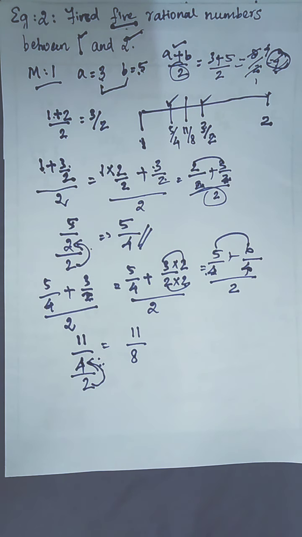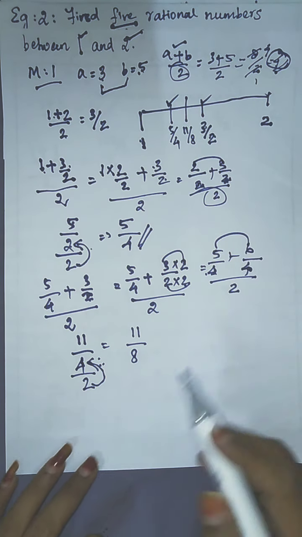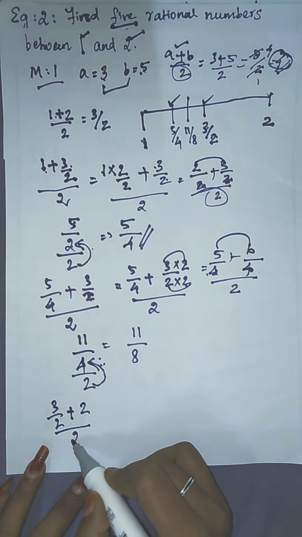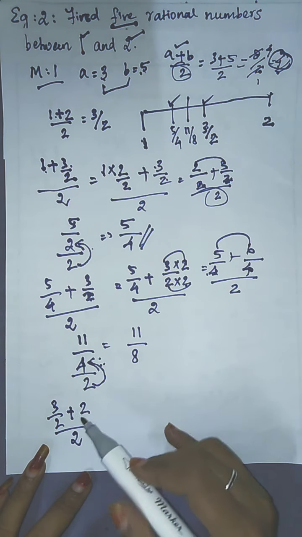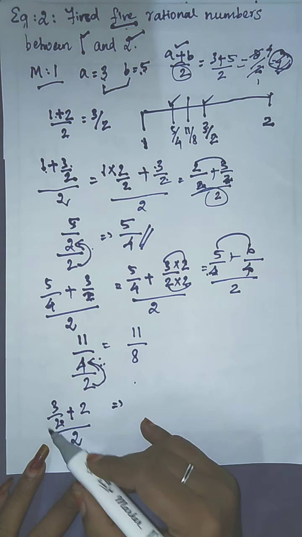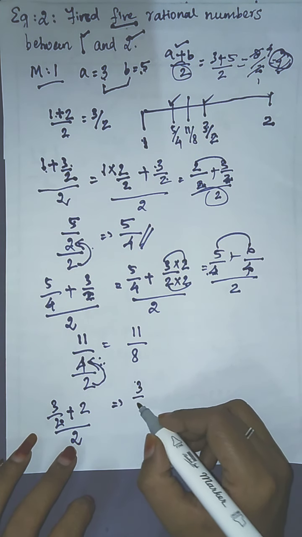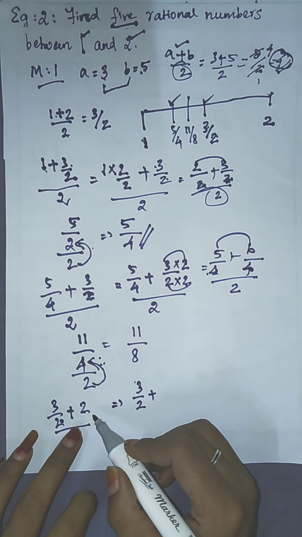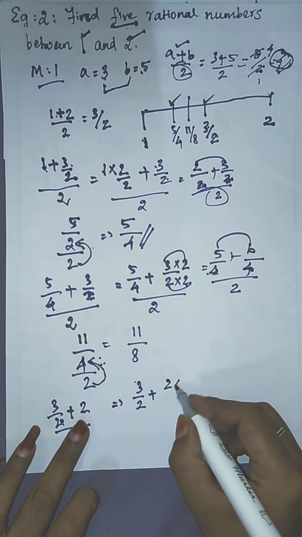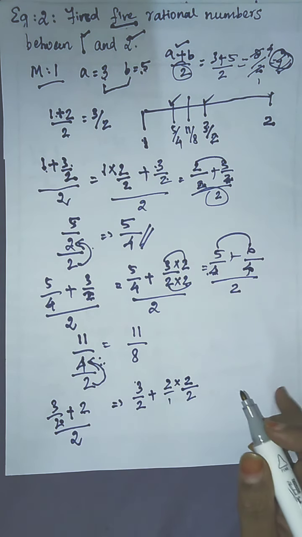Again we can use any two numbers. So I am going to use this 3 by 2 and 2. So 3 divided by 2 plus 2 divided by 2. So we have to take LCM. So here the LCM value is 2, right? So here there is already 2 here. So 3 divided by 2 plus here you need the denominator as 2. So you have to multiply by 2 on both the numerator as well as denominator.